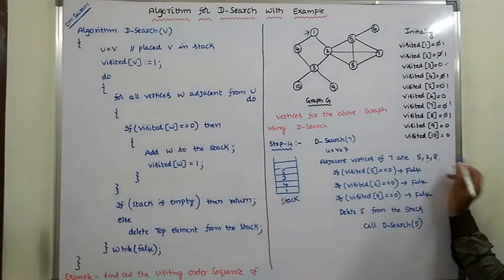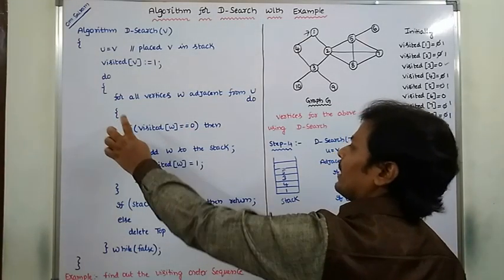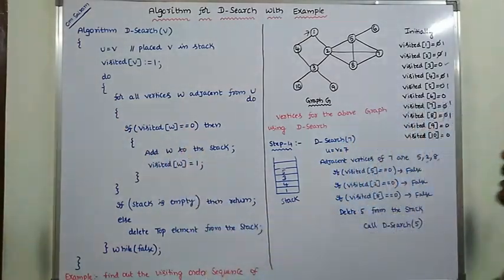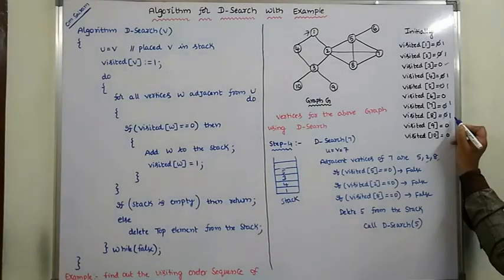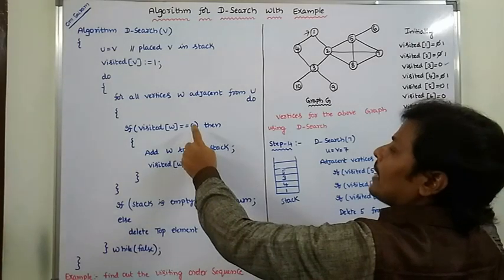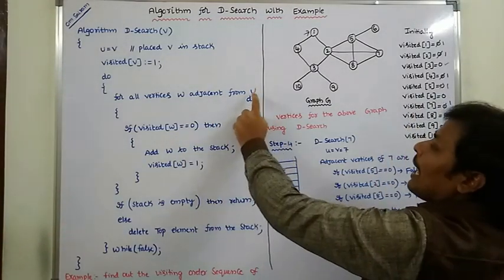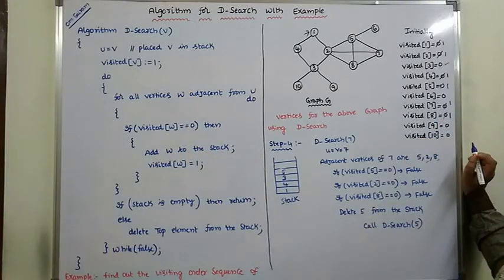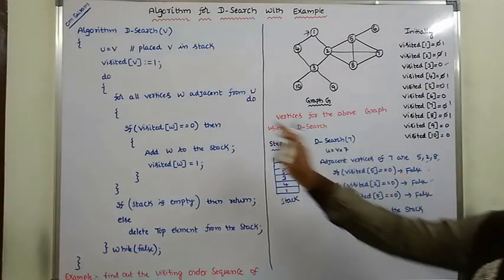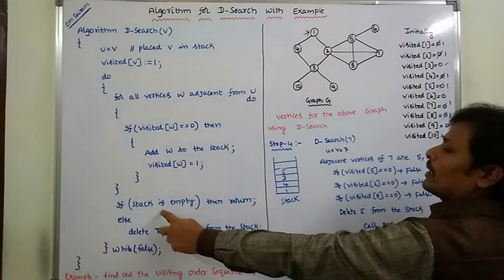Now W can be taken as 8. So this condition is true. Brace begin. If visited of 8 is equal to 0. Here visited of 8 is equal to 1. Now this condition is false. Again the control goes to the for loop. So here vertex 7 has no more adjacent vertices, so this condition is also false. The control goes to the next statement after the for loop.